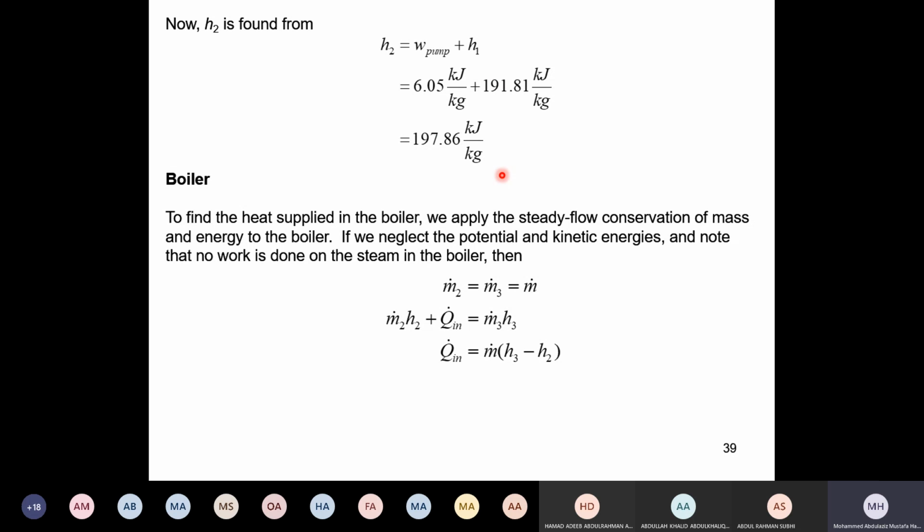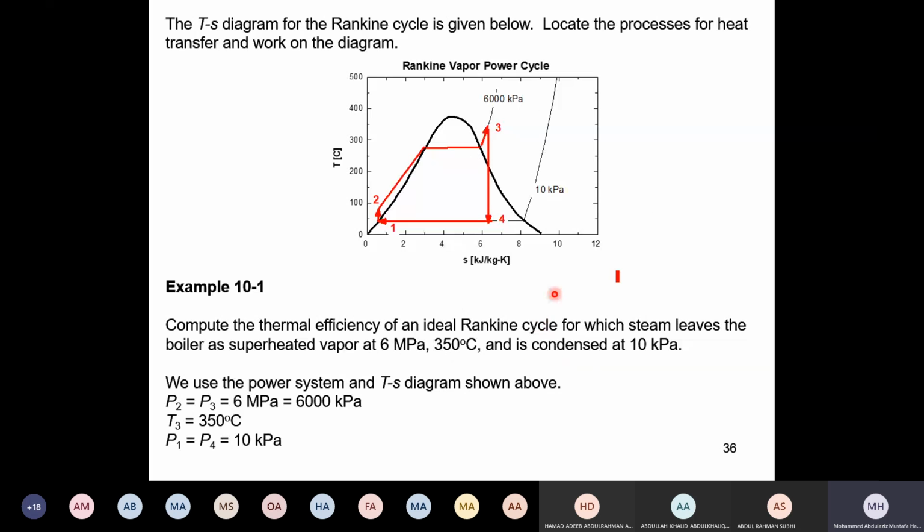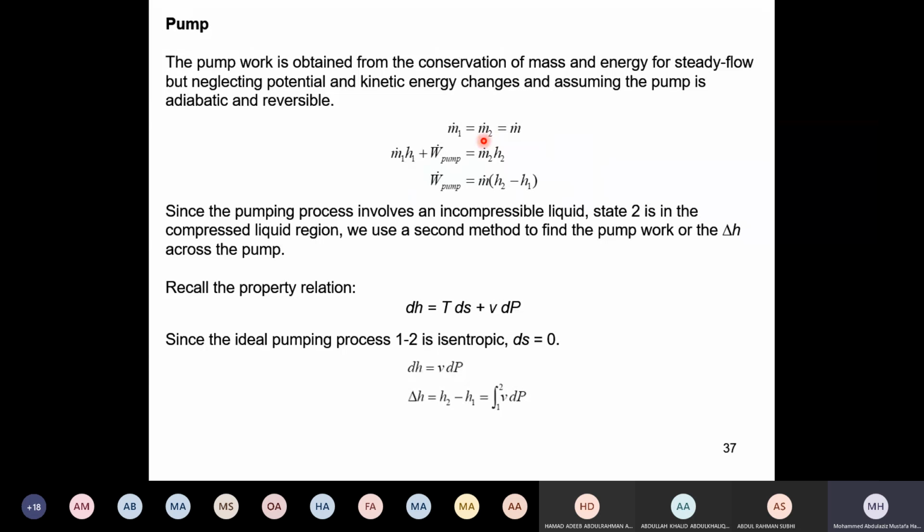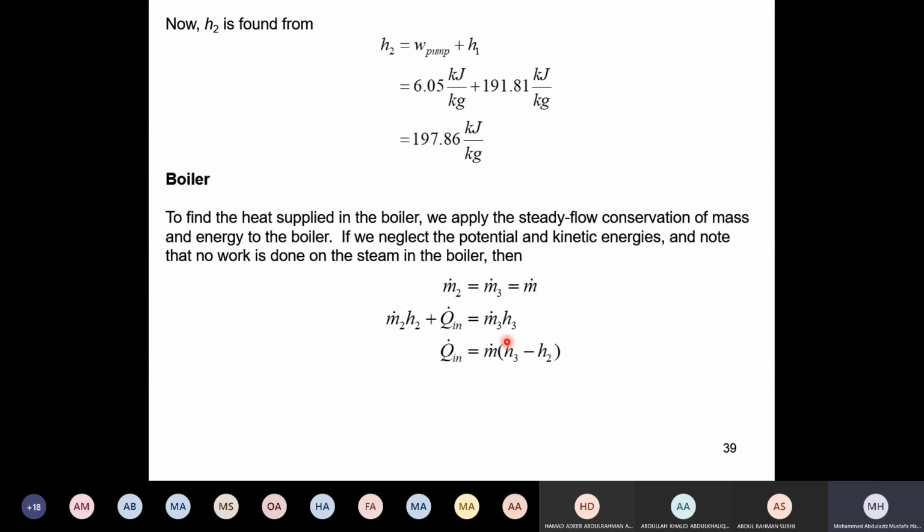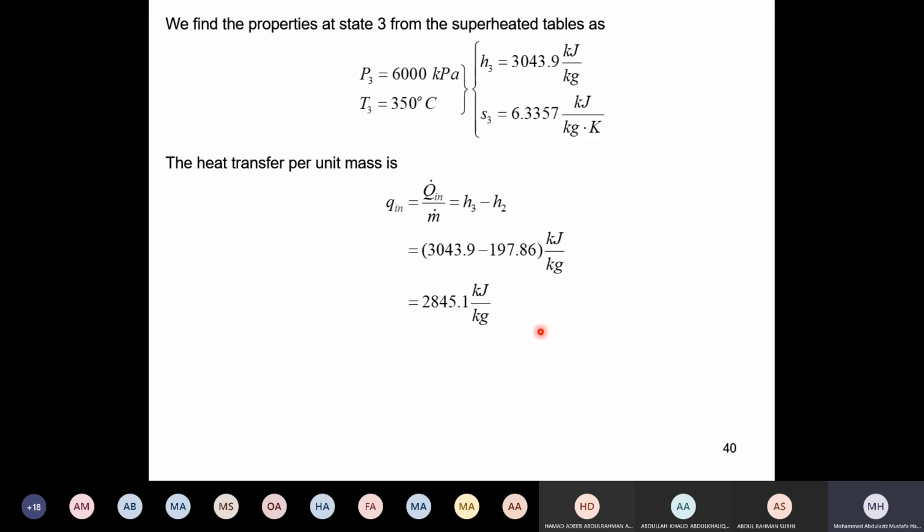Okay, then we go to the boiler. In the boiler, the equation is Q is equal to M dot times H3 minus H2. Let me just go back to the diagram. So in the boiler here, I need to calculate H3, and we have already calculated H2. So the difference here would be QH. So we say Q is equal to H3 minus H2. Now I need to calculate H3 and H2. How? We go to the table. P3 is given, T3 is given, and therefore we get H3 and S3.